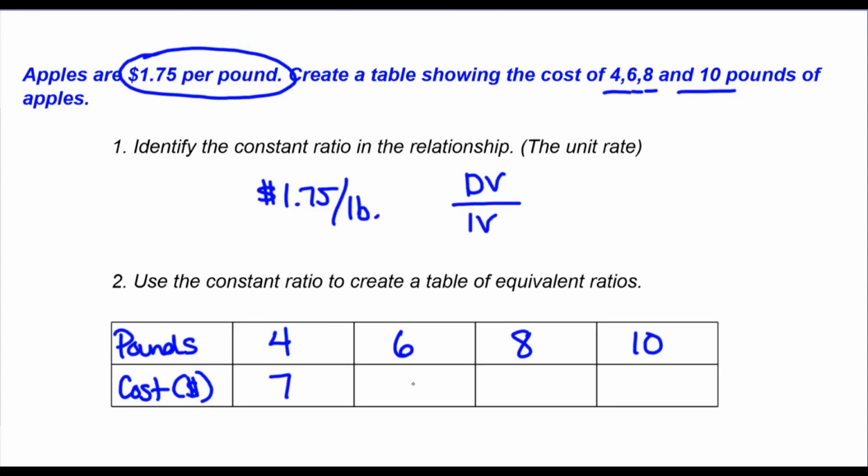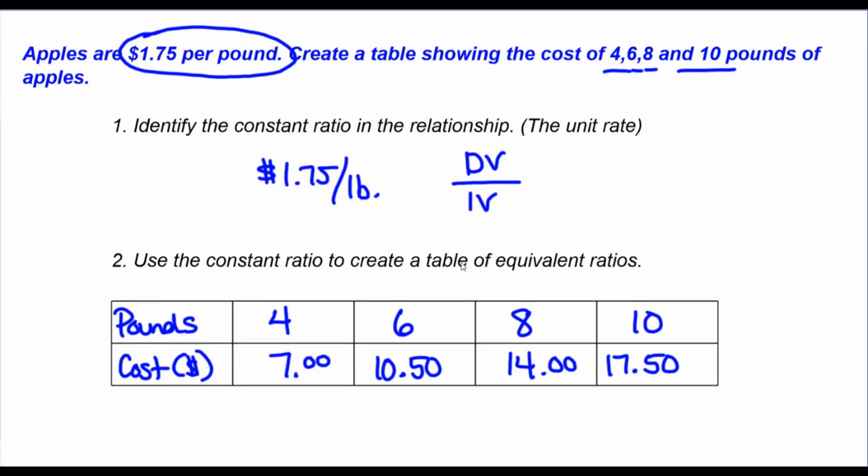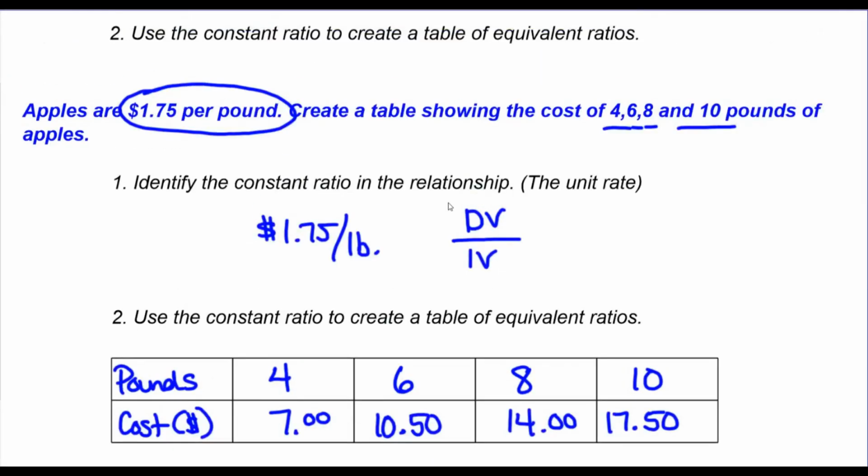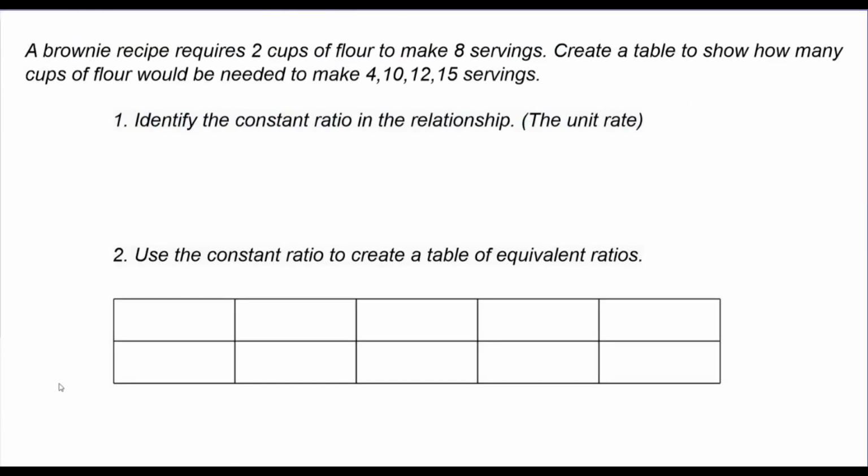6 times $1.75 would give me $10.50. 8 times $1.75 would give me $14. Sorry, I should probably write these as money. And 10 times $1.75 would be $17.50. And there I've created a table of values that shows me the cost for 4, 6, 8, and 10 pounds of apples. Easy as that. Let's take a look at one more example.